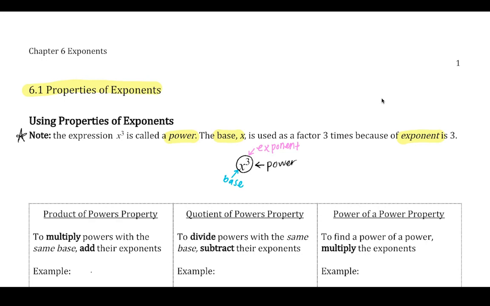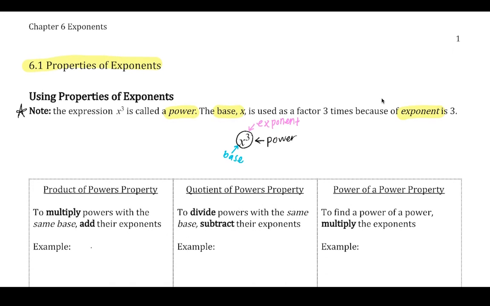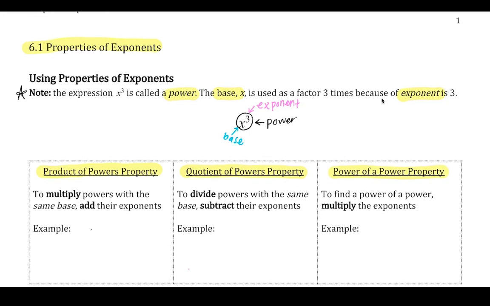So just the x is the base, just the 3 is the exponent, and then the whole thing, the x to the third power, is what we call the power. And then the next thing to copy down are these three properties. So product of powers property, quotient of powers property, and power of a power property. So you can pause the video here, make sure that you get everything so far copied down in your notes, and then we'll go through some examples of each of these properties.